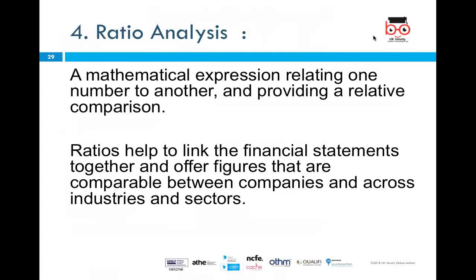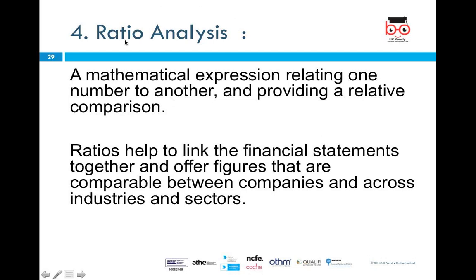Another important thing is ratio analysis, which has been covered in learning objective 2, where I explain all the different kinds of ratio analysis with the formulas and their interpretation. Ratio analysis is basically a mathematical expression relating one number to another and providing a relative comparison. These numbers come from either the income statement, the profit and loss account, or the balance sheet. Because each ratio has a specific formula, we need to pick those figures from the income statement, typically called the profit and loss account, and from the statement of financial position.